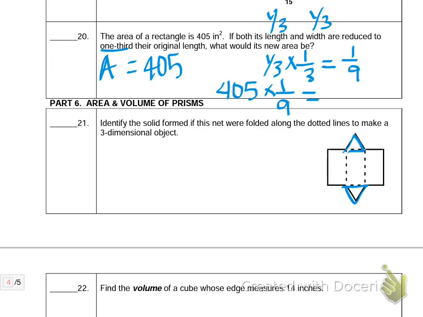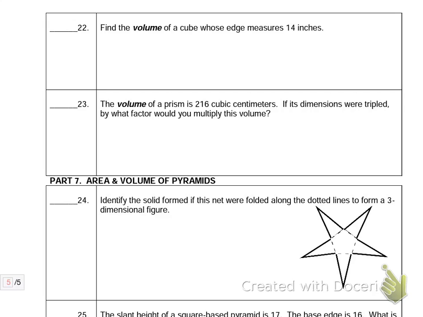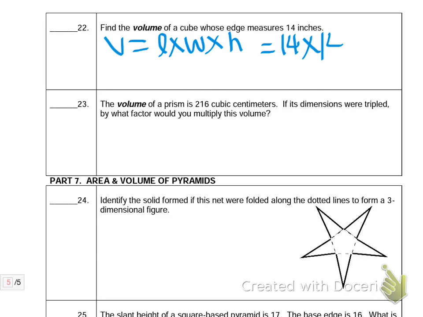Okay, number 22. Find the volume of a cube whose edges are 14 inches. Okay, so the volume of a cube is just like a rectangular prism. So we're just multiplying length times width times height. And in a cube, our length and our width and our height are all the same, so 14 times 14 times 14. And that will give you the volume of the cube.